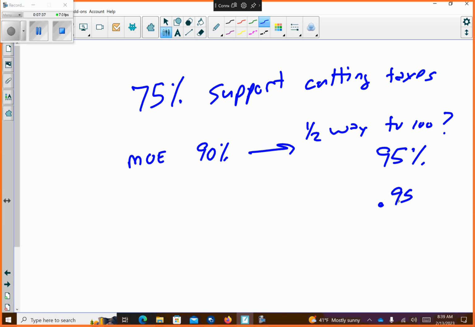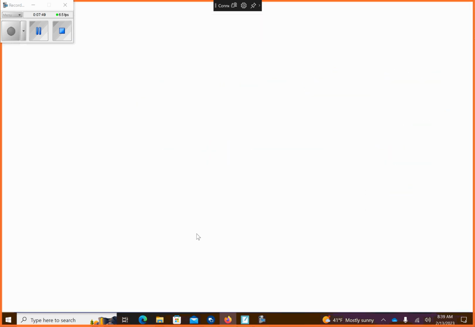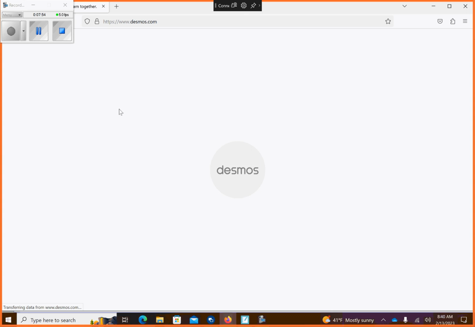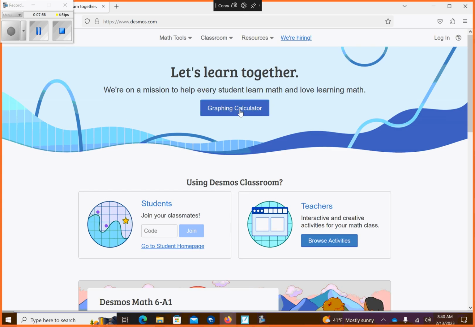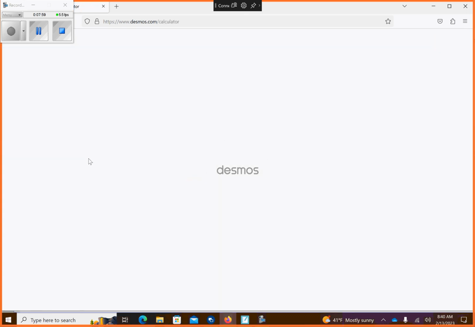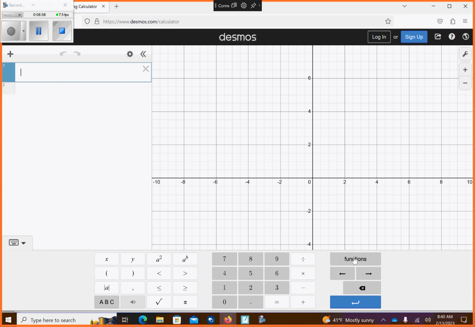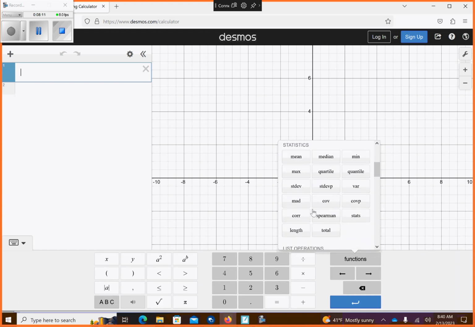Okay, so now let's see how I'm going to do this. I think what we have to do is find the inverse norm. So when we jump onto our friend the Desmos family, I'm going to do, where's it at? It's here, functions. I just have to see what it says.